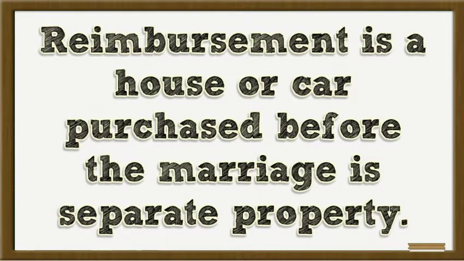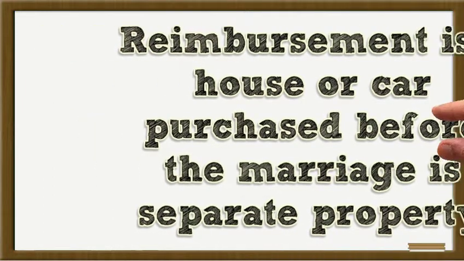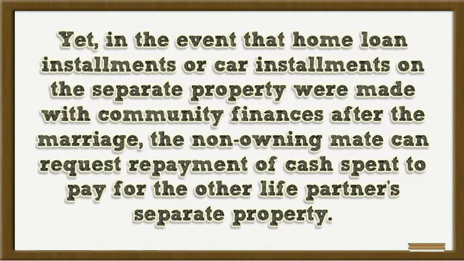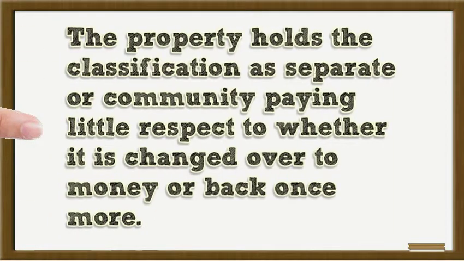Reimbursement. A house or car purchased before the marriage is separate property. Yet, in the event that home loan installments or car installments on the separate property were made with community finances after the marriage, the non-owning mate can request repayment of cash spent to pay for the other life partner's separate property. The property holds the classification as separate or community, paying little respect to whether it is changed over to money or back once more.